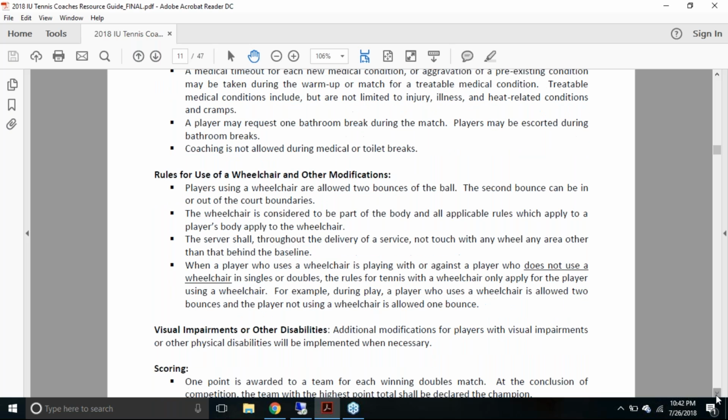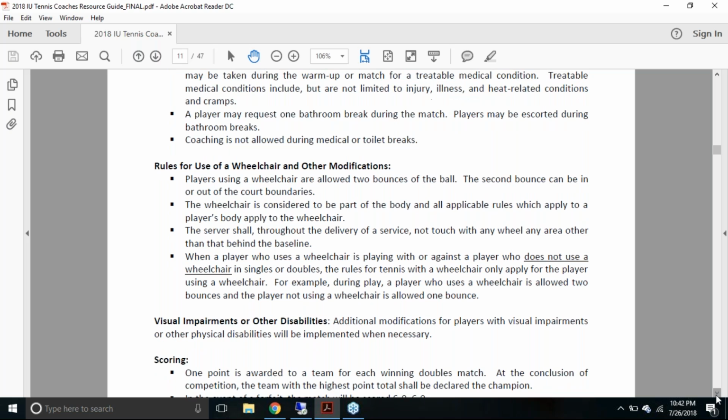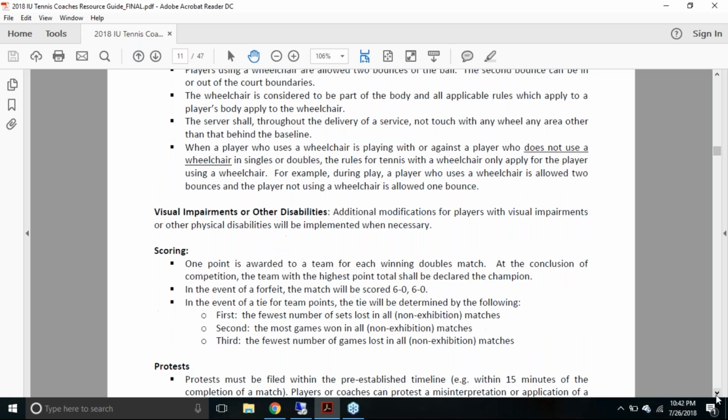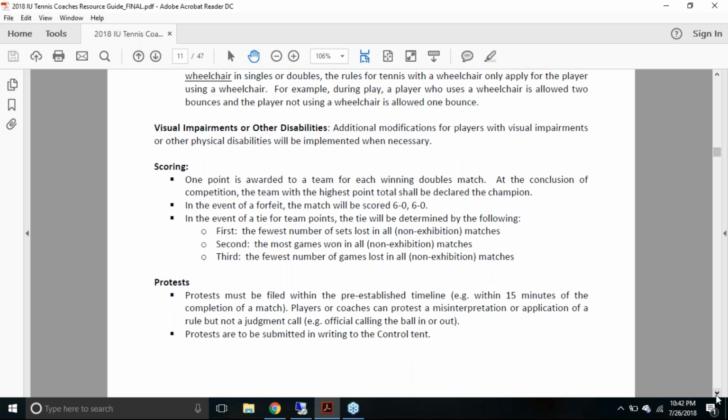When a player who uses a wheelchair is playing with or against a player who does not use a wheelchair in singles or doubles, the rules for tennis with a wheelchair only apply for the player using a wheelchair. For example, during play, a player who uses a wheelchair is allowed 2 bounces, and the player not using a wheelchair is allowed 1. Additional modifications for players with visual impairments or other physical disabilities will be implemented when necessary.